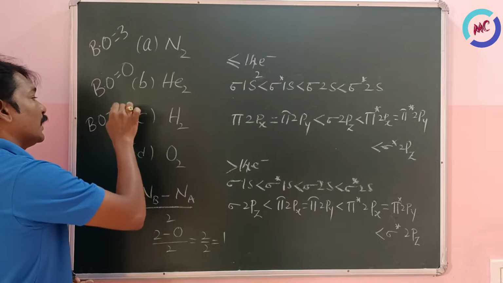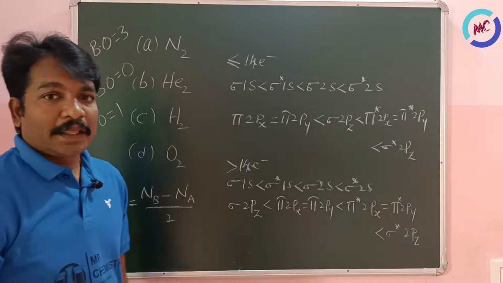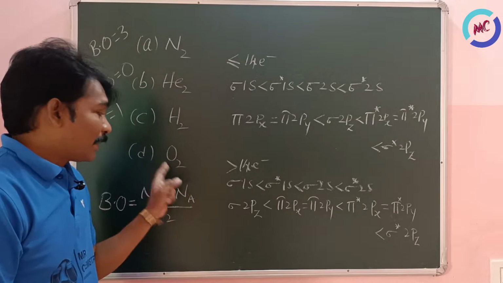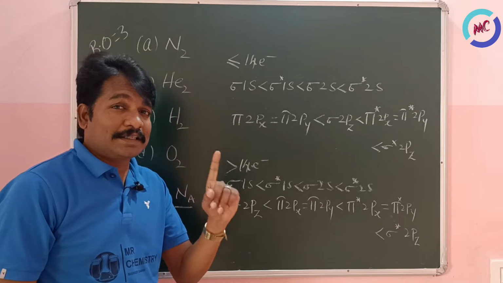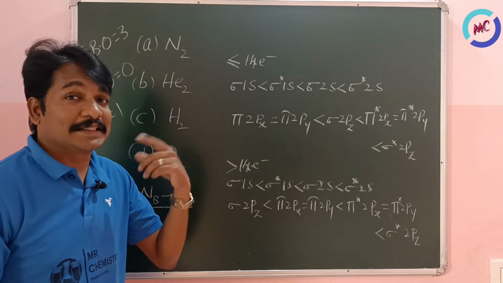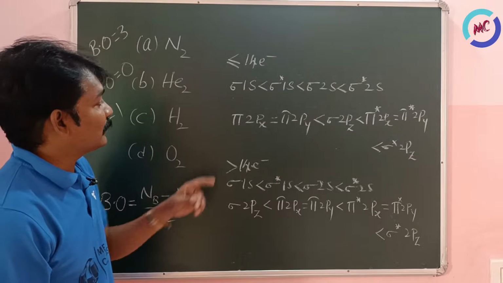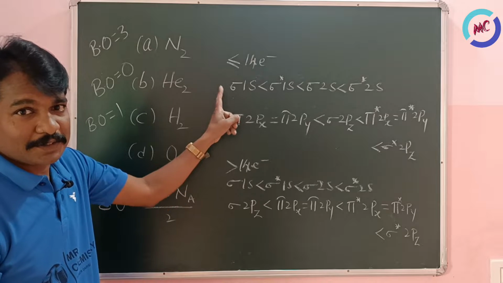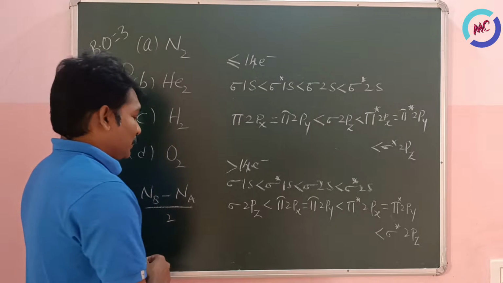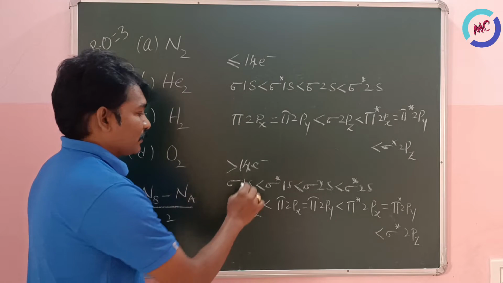Bond order in case of hydrogen is 1. Next one is oxygen. Each oxygen has 8 electrons, in the sense O2 has 16 electrons. 16 is greater than 14 electrons, so we have to follow this one, not this one. Okay, clear? Now see here, 16 electrons.